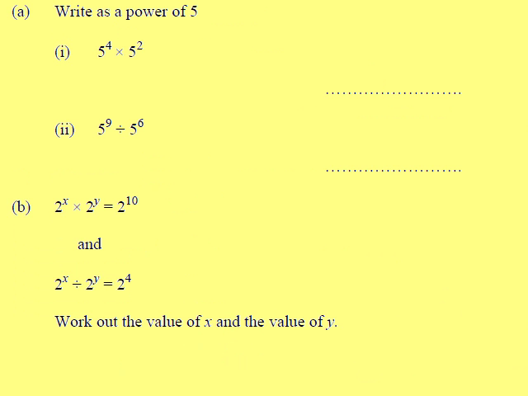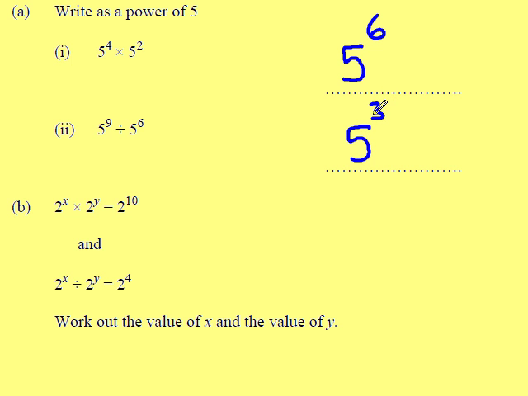Moving on, writing as a power of 5. 5 to the 4 times 5 squared, we add them. 5 to the power of 6. 5 to the 9 divided by 5 to the power of 6. Take them away. 5 to the power of 3.